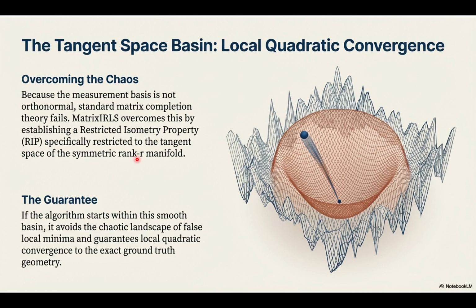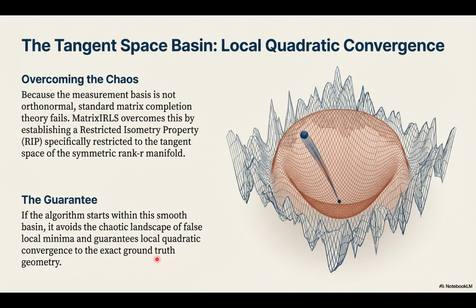An RIP is basically a rule that says within this specific restricted area, distances are preserved and the math behaves predictably. You nailed it. It restricts that property specifically to the tangent space of the matrix. If the algorithm can start its shrink wrapping process inside this smooth, predictable basin, it completely avoids all those chaotic traps outside of it. That's incredibly clever. It really is. By staying in the basin, it guarantees what we call local quadratic convergence, which means a rapid, direct slide down into the exact, mathematically perfect ground truth geometry.